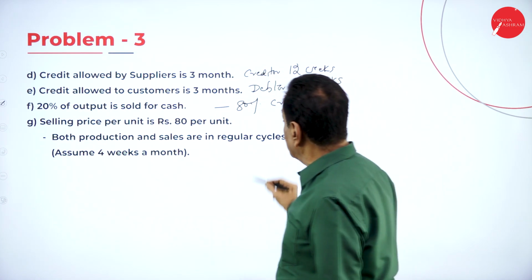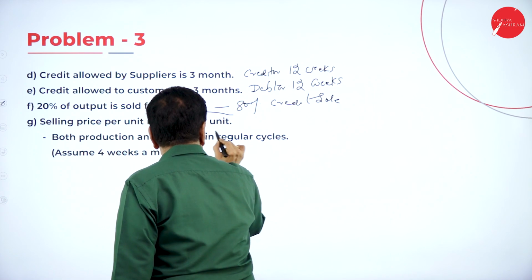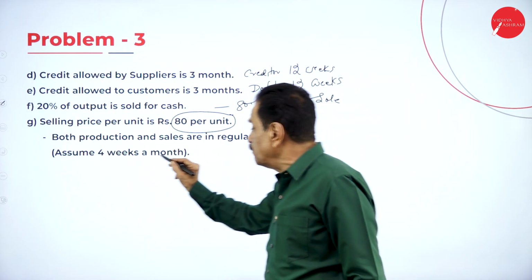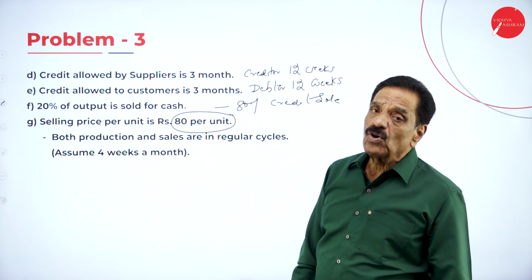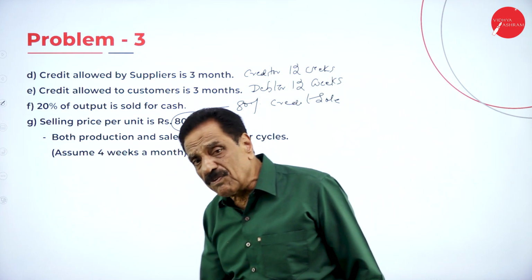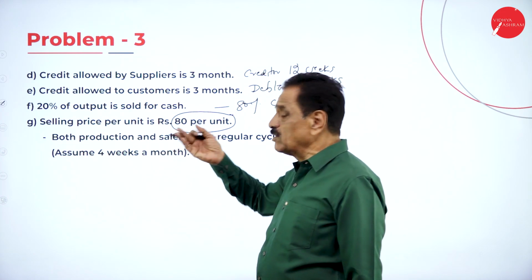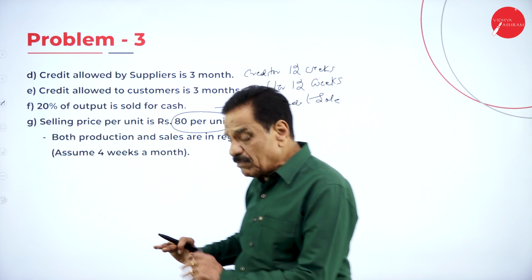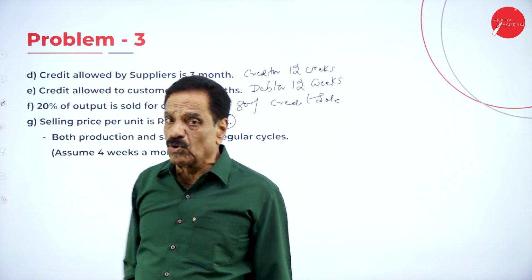Selling price per unit is 80 per unit. You must be very careful per unit. Both the production and sales in the regular cycle, in a month there are 4 weeks, which means you have to convert all the things in the form of 4 weeks. Here, total production will be going on sale. We mean to say that whatever we produce, all things have been sold here.